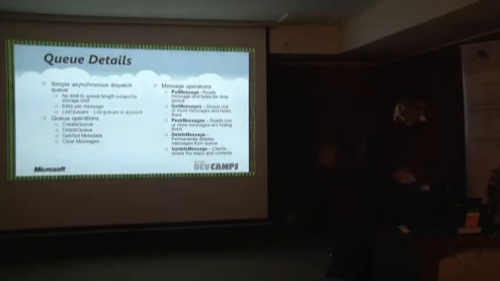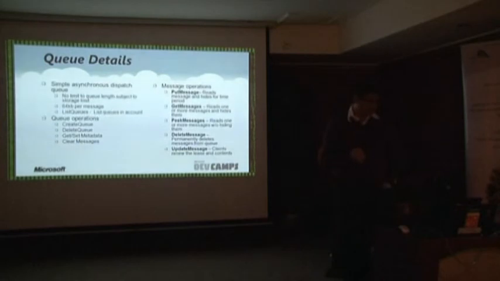Okay? So these are some of the details of the queues. It's asynchronous, so the dispatching and processing is asynchronous. You don't hold down the web role or the worker role from doing processing. There's no limit to the length of the queue storage, except that it has to be 64 KB per message. These are list queues, right? So basically you just put in the message and it is retrieved. It's like a push and pull mechanism.